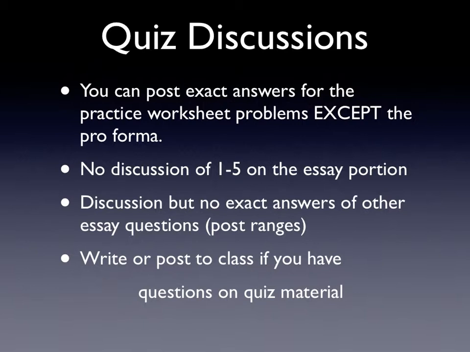When I send out the essay portion, the way it's set up is there's 5 short questions and then 2 longer ones. I don't want any discussion of the first 5 questions, only a discussion of the last 2, the present value and the pro forma question. Again, no exact answers of essay questions, just post ranges, and ideally don't put the exact answer in the middle of the range. That kind of defeats the purpose of this ambiguity that I'm trying to build into the discussion. If you're having questions on this material, post to the discussion, write me, do something. The class goes fast. You don't want to fall behind.